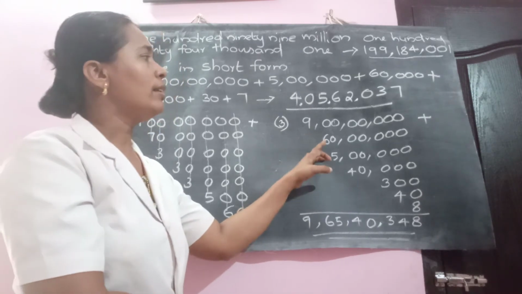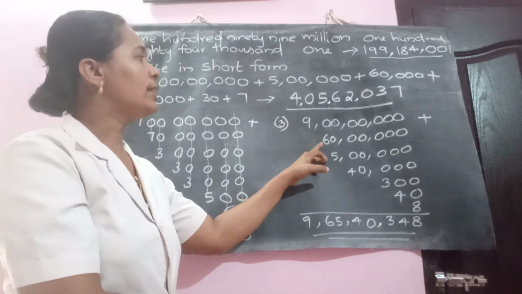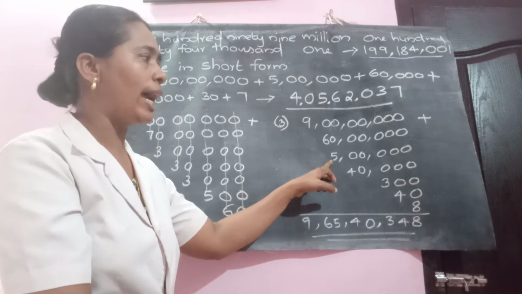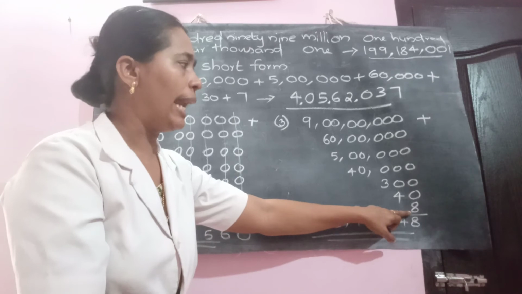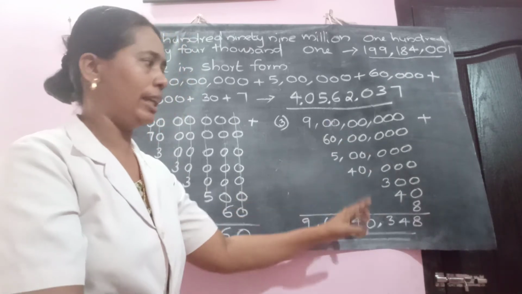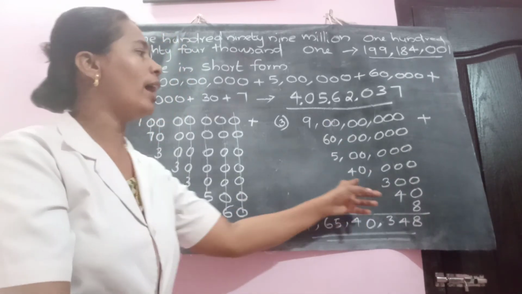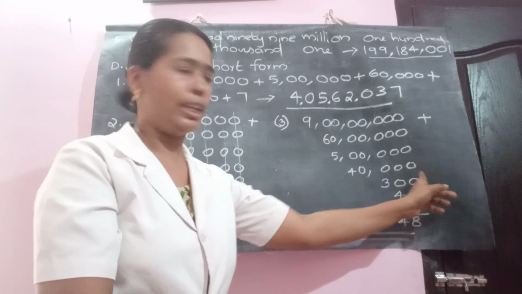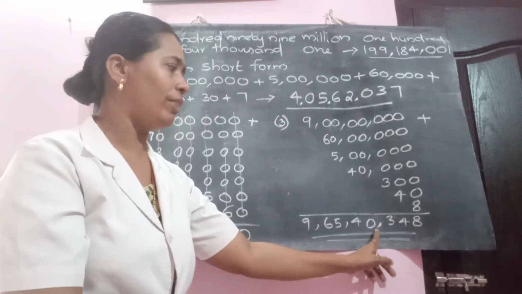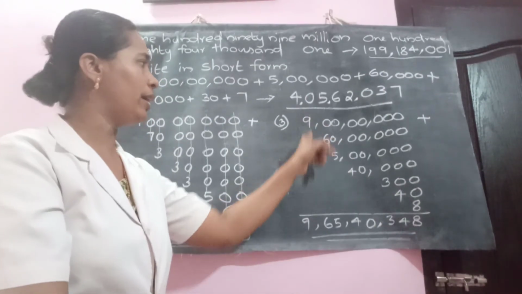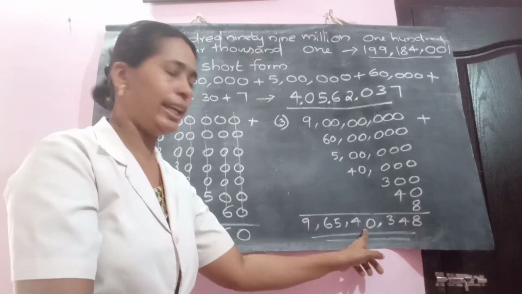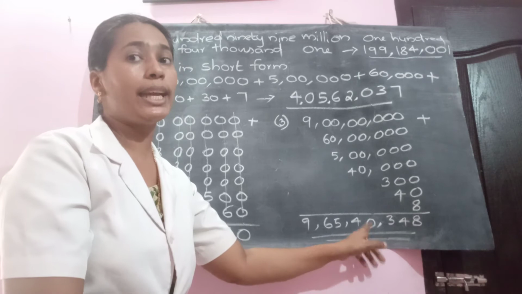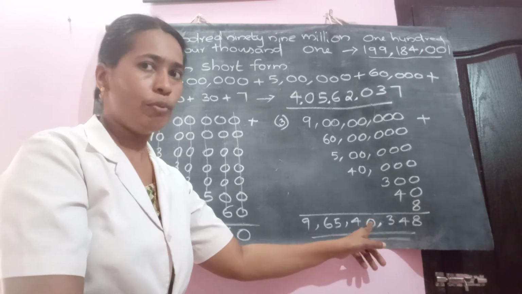Similarly, the third question the teacher also wrote like this. 9 crore 60 lakh 5 lakh 40,348. Here, which one is missing? The thousands digit is missing. So in the thousands place we have to fill in 0. Remaining are all given. 9 crore 65 lakh 40. How did 40 come? The thousands digit is missing. That's why 40,348.